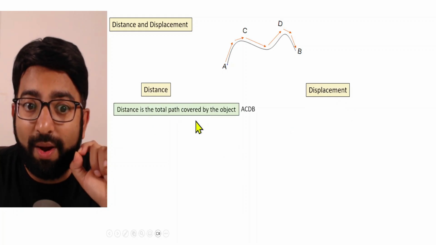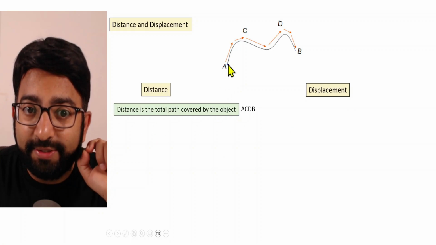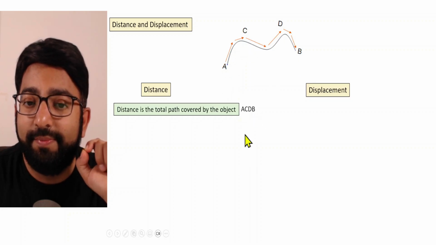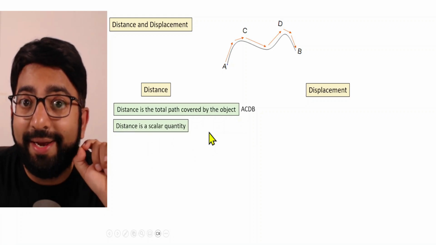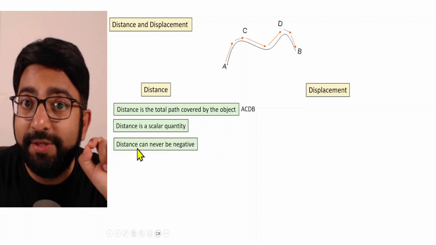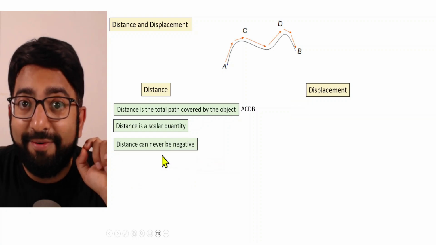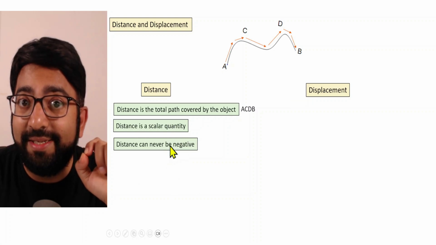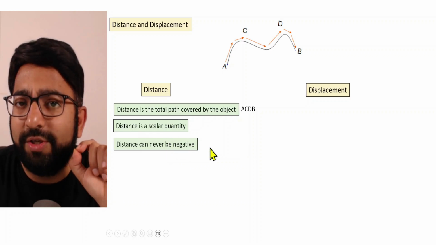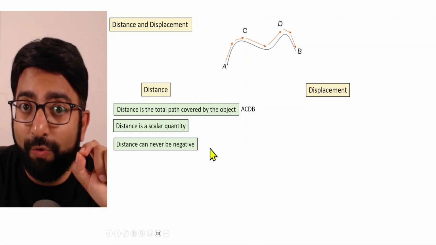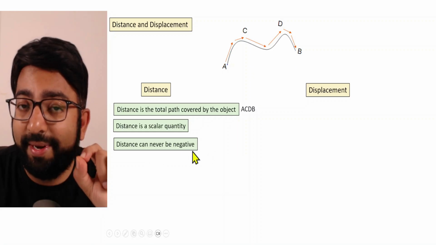Distance is the total path covered by the object. In this situation, the length of this path ACDB will be the distance. Distance is a scalar quantity, which means it only has a magnitude, it does not have any direction. Distance can never be negative. And why can't it be negative? Because distance is a scalar quantity, it's a positive number. The distance can, of course, be zero if the object is not moving, but it can never be negative.